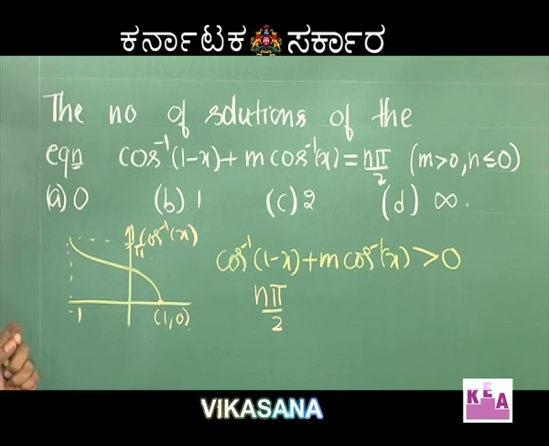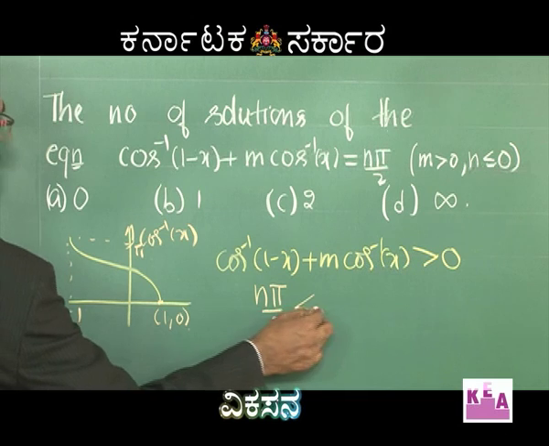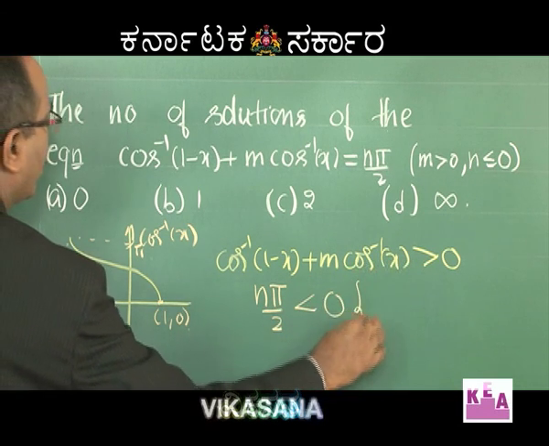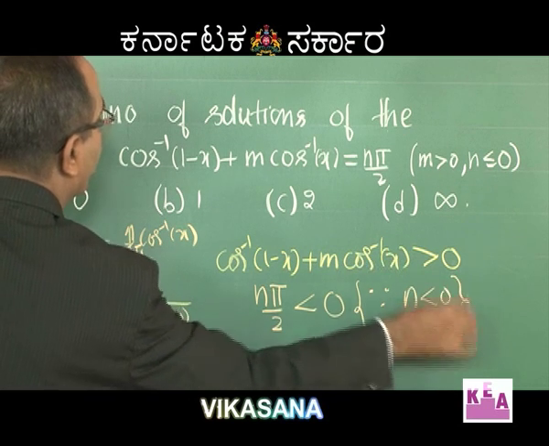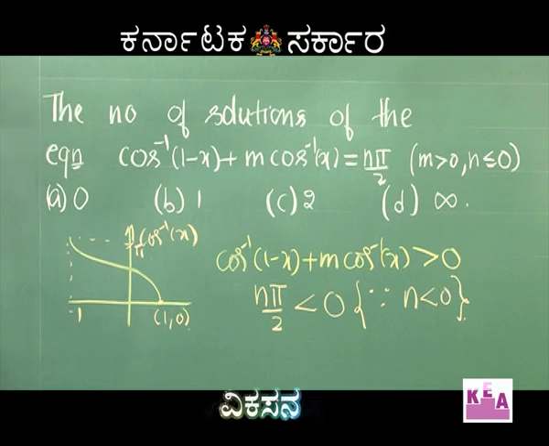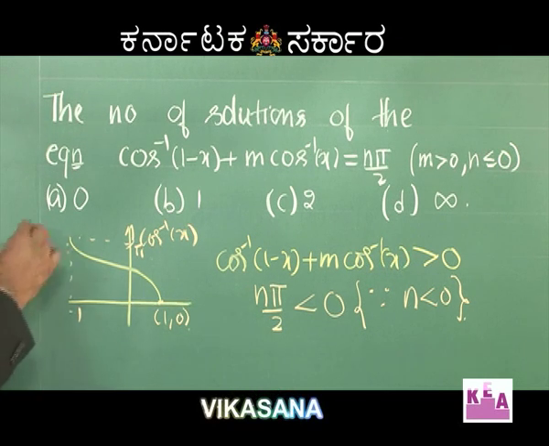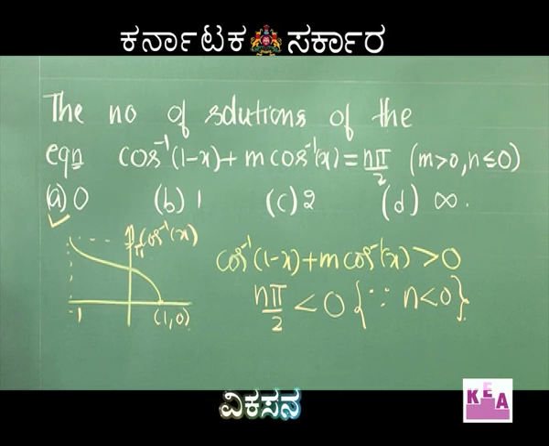If n is negative, n into a constant is clearly negative. So, n pi by 2 is no doubt negative. What is the reason? The reason is n is a negative quantity. It is given. So, no positive quantity is equal to a negative quantity. That clearly says the number of solutions is 0. This problem looks like a complicated one, but it is very, very easy. Got it, dear students? Please make a note of this.